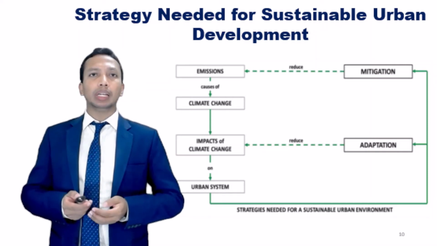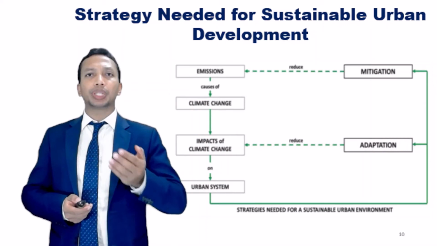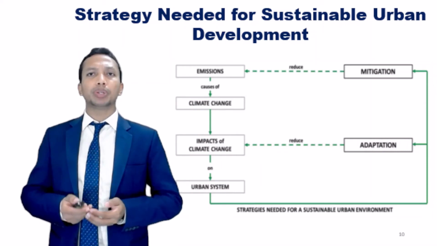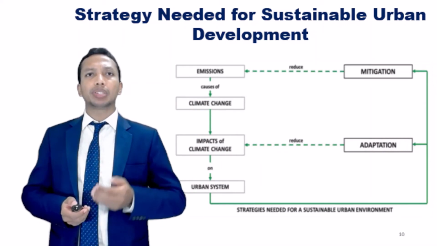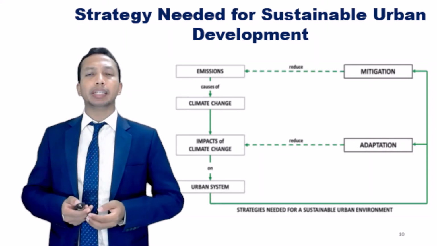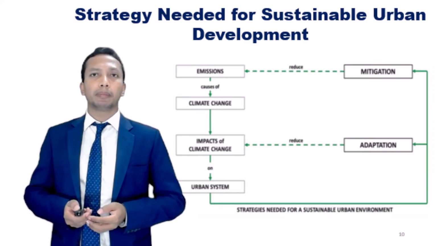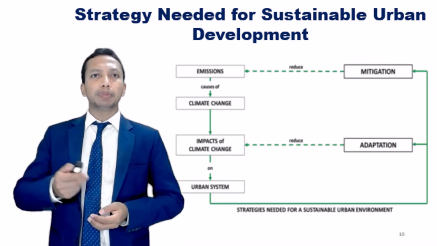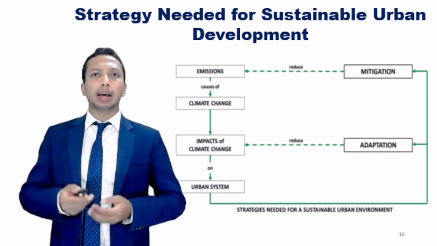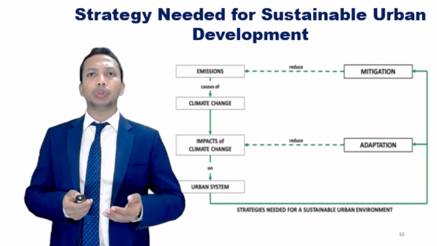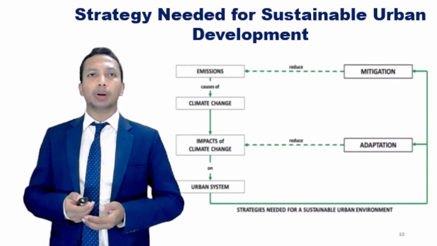Indeed, on the one hand, mitigation action can allow the reduction of CO2 emissions and consequently of climate-related impacts on urban areas. On the other hand, adaptation action can enhance urban capacities to cope with unavoidable impacts of climate change.